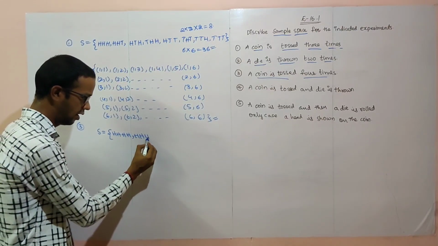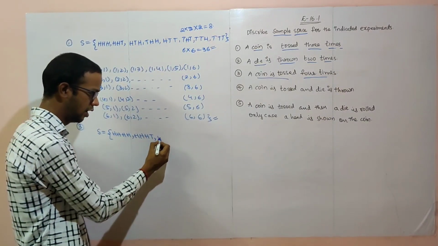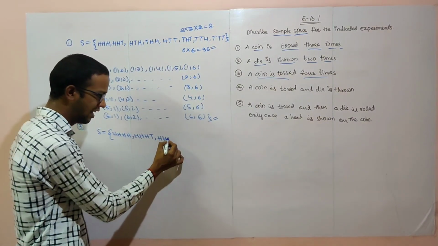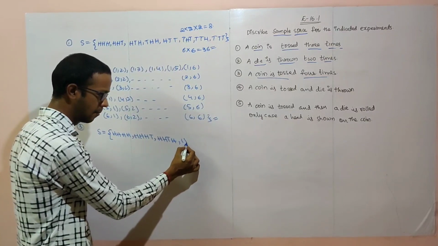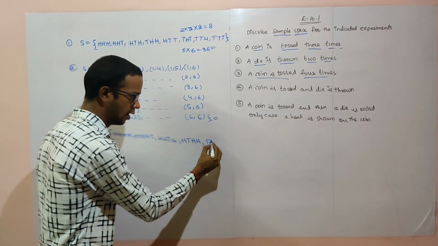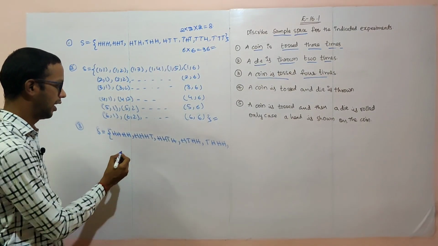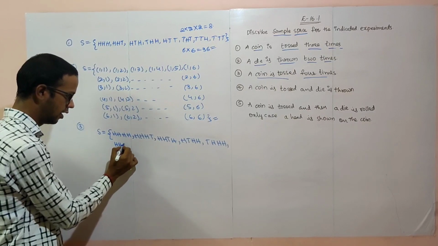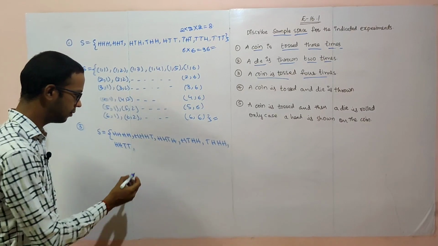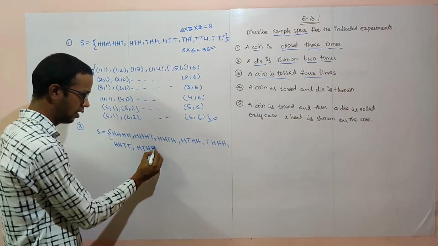3 times head, 1 time tail. And positions also changing here. Head, tail, head. Head, tail, head, head. Next, tail, head, head, head. Next 2 I'll take. Head, head, tail, tail. Next one. Head, tail, head, tail.